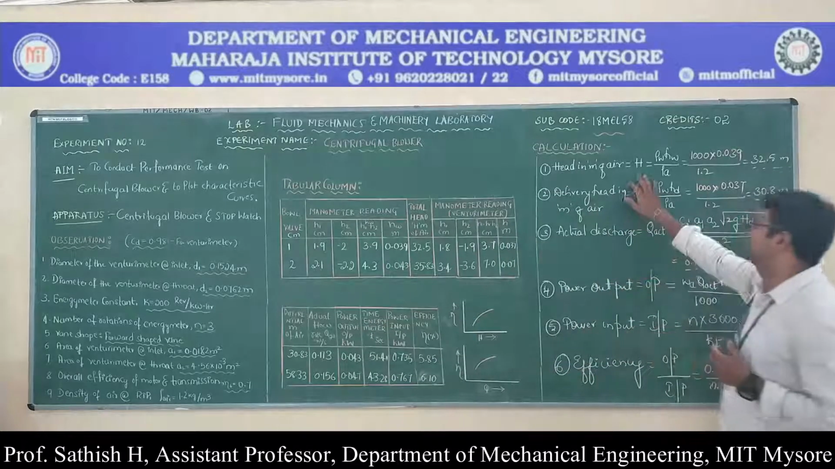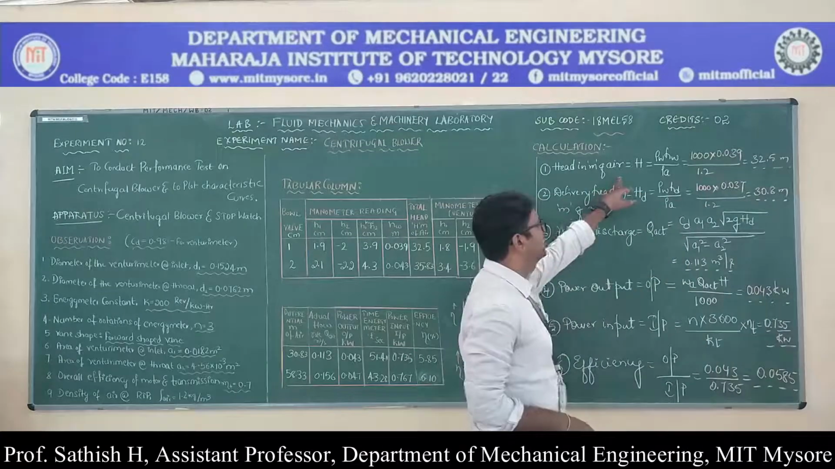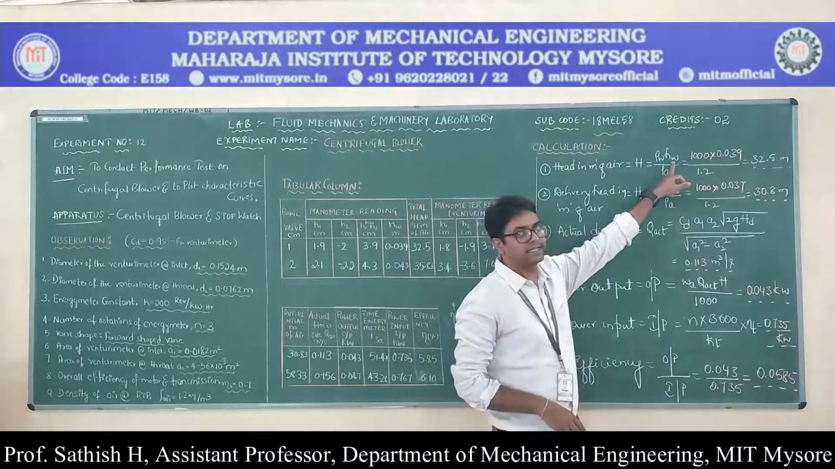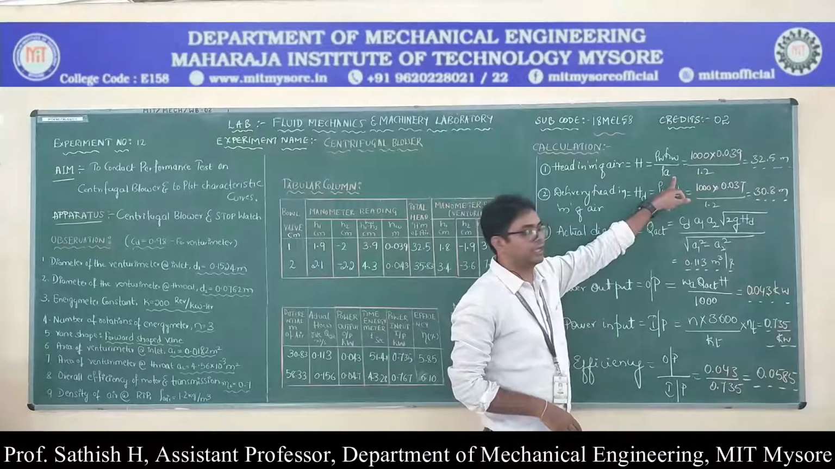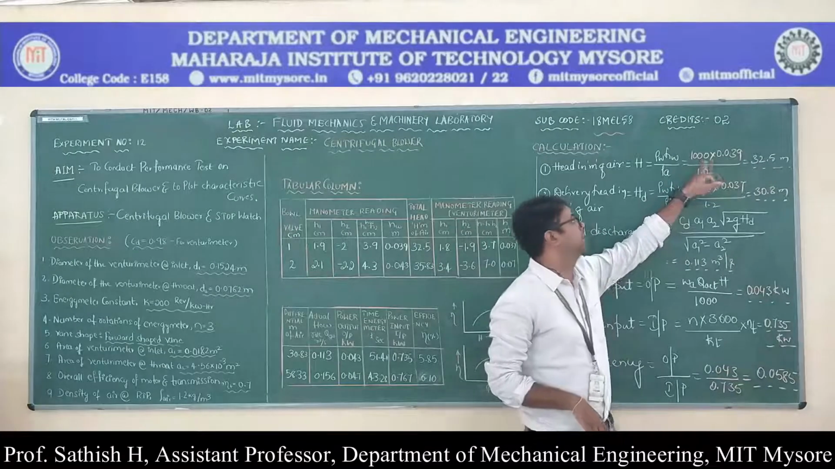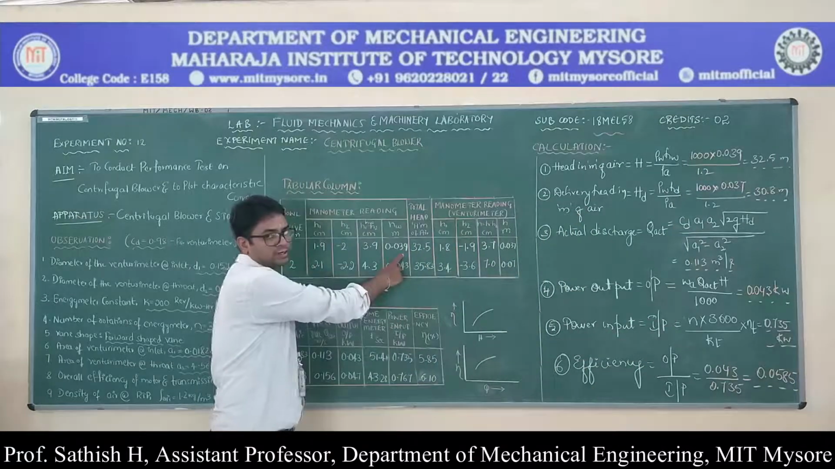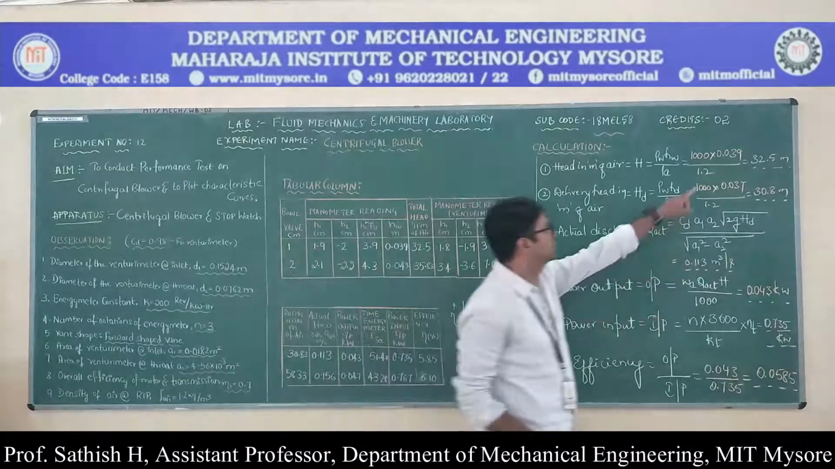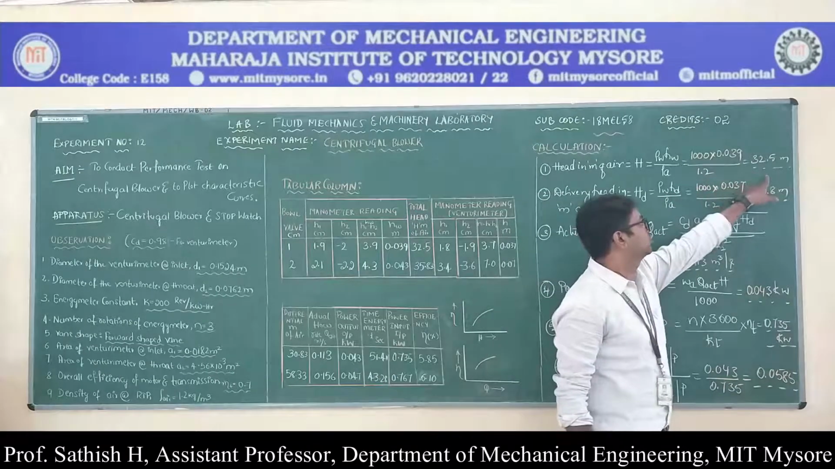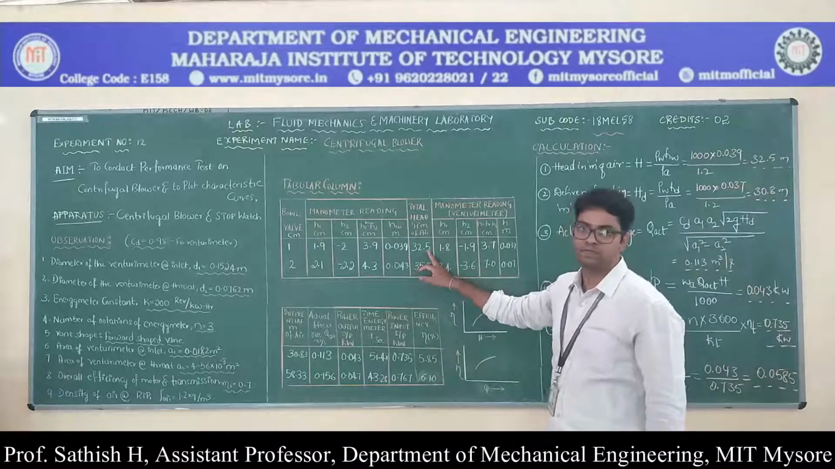Coming here for the calculation, head in meter of air is equal to H is equal to rho W, that is the density of the water, multiplied by the HW, divided by rho A, that is the density of the air. We know that the density of the water is 1000 multiplied by HW, that we will get from here, 0.039. So that is HW 0.039 divided by 1.2. We will get it as 32.5 meters. That value is substituted here, that is 32.5.